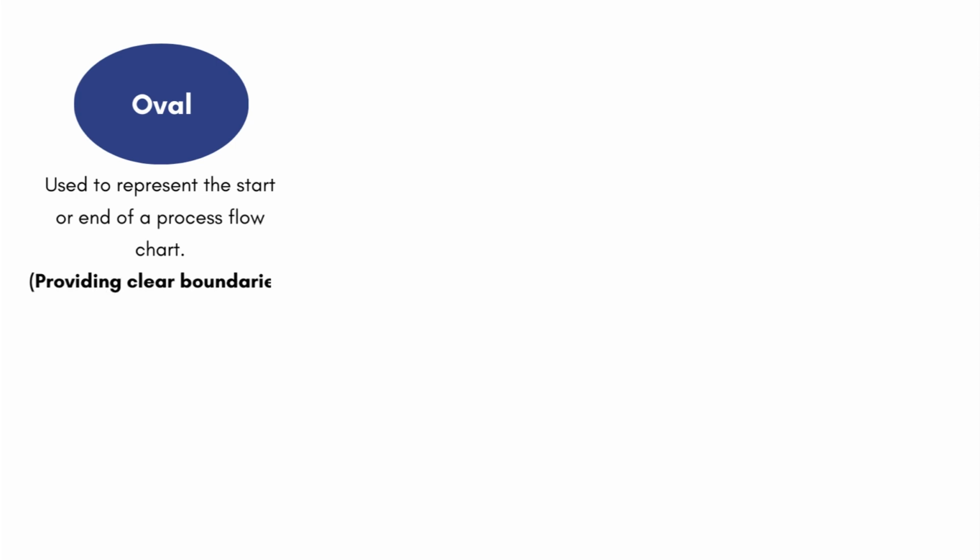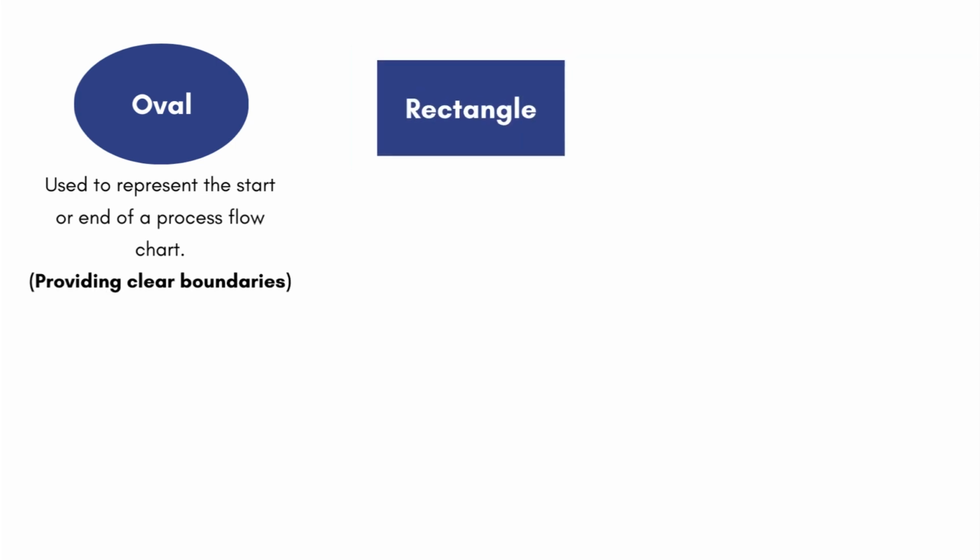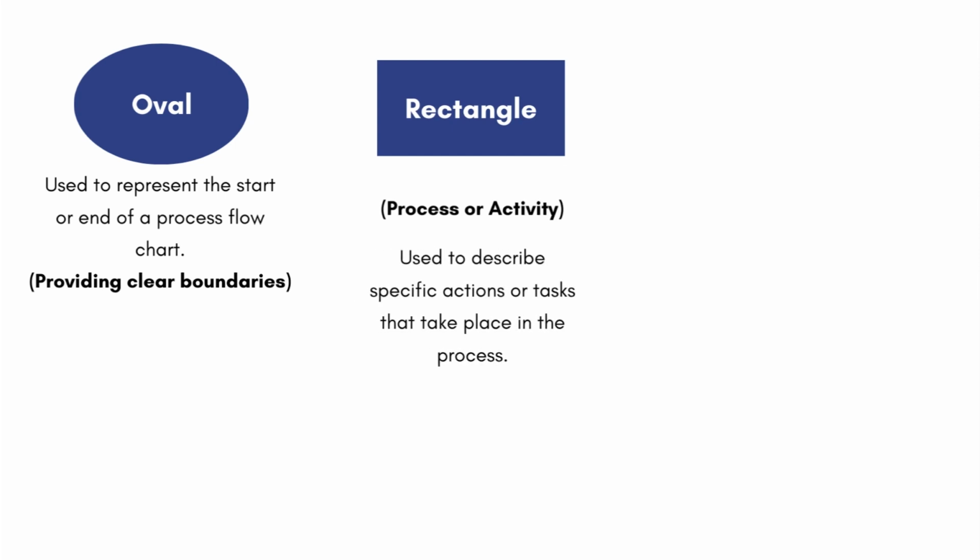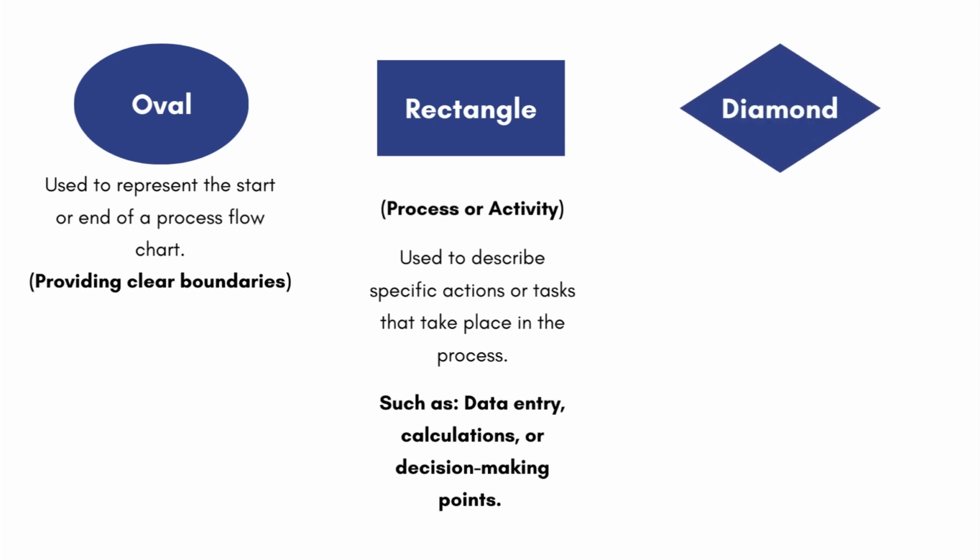The oval or terminator symbol is used to represent the start or end of a process flowchart. It indicates the beginning or conclusion of a particular process, providing clear boundaries for the flowchart scope. The rectangle symbol represents a process or activity within the workflow. It is used to describe specific actions or tasks that take place in the process, such as data entry, calculations, or decision-making points.